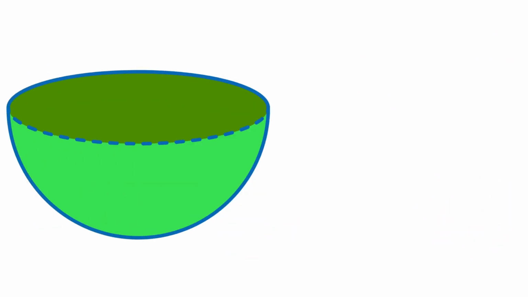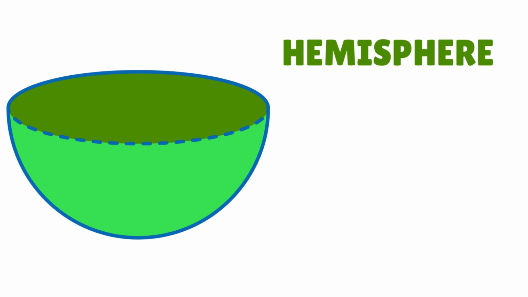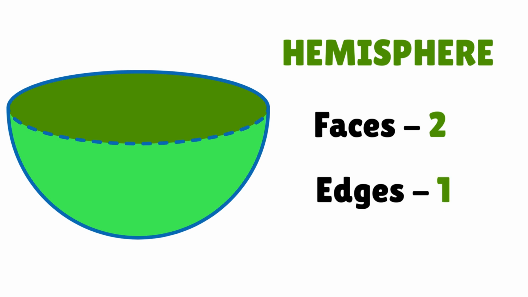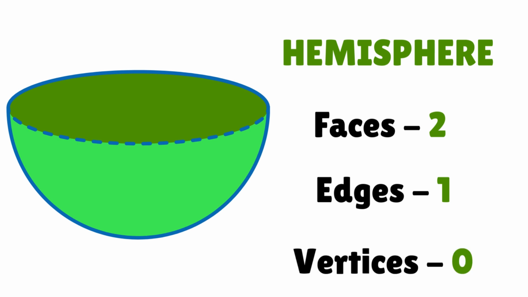Hello, I am a hemisphere, like half a ball. I have 2 faces, 1 curved and 1 circular. I also have 1 circular edge and no vertices.